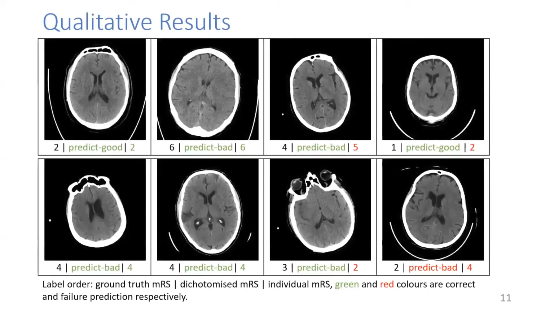Finally, here are some qualitative results. Label orders for each image are as follows. The first value, the number on the left, is the ground truth MRS score. The second one is the predicted binary MRS score, and the last one is the predicted individual MRS score. Green color represents correct prediction and red color shows incorrect prediction. As can be seen in some failure cases, although the predicted MRS score is incorrect, the prediction is one class near the ground truth, which we classified as correct for our nearest accuracy metric.